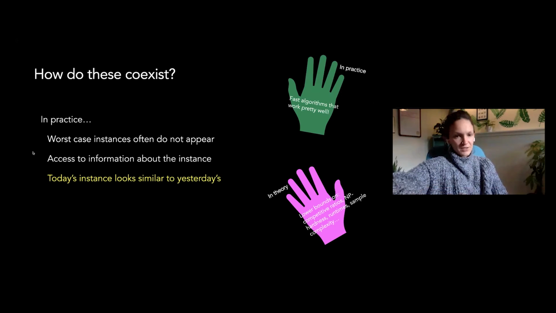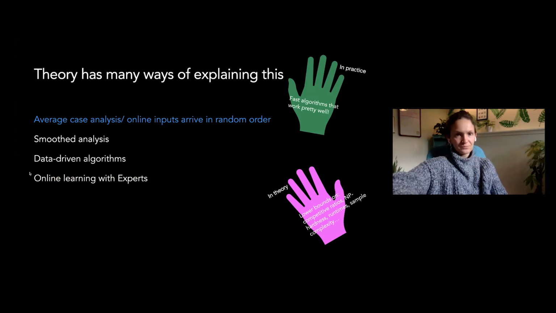And then lastly, today's problem instance, say a clustering instance or something, might look different than yesterday's instance. Okay, so all three of these reasons are examples of how, in theory, we have these lower bounds, but in practice, algorithms work pretty well, and how these things can coexist. And theory has many models of explaining this, in the scope of beyond worst case analysis.